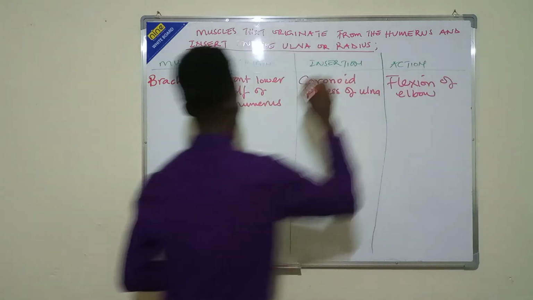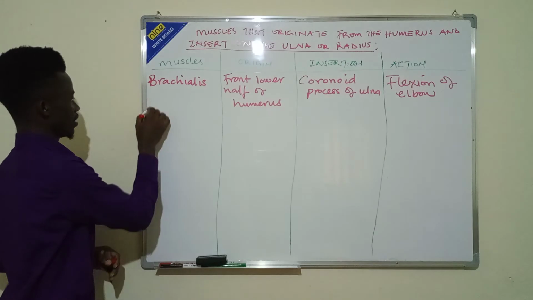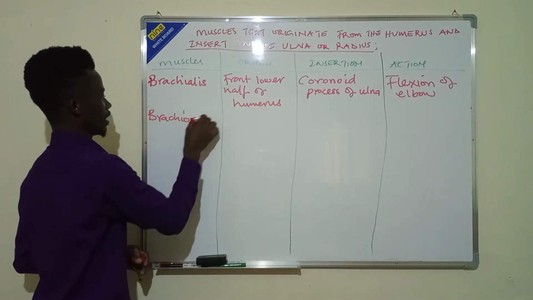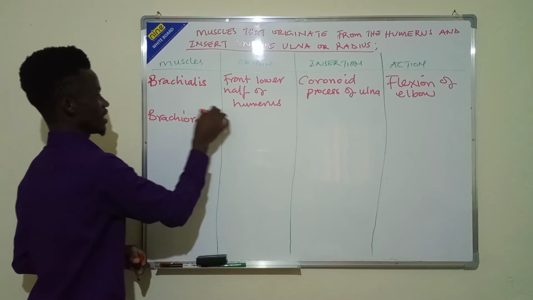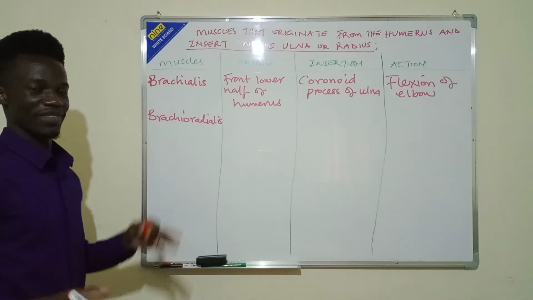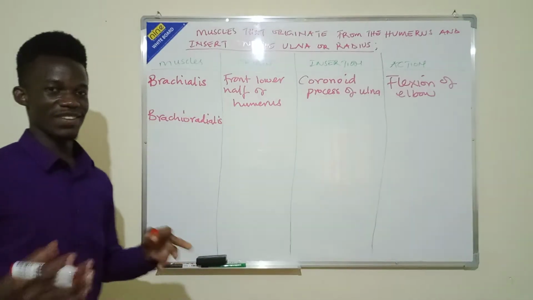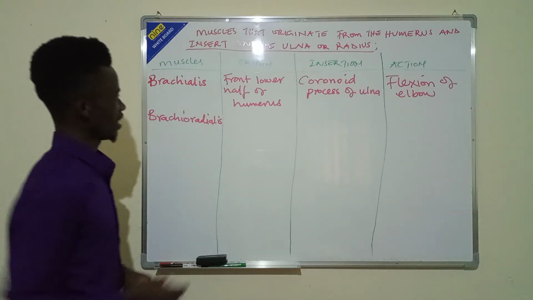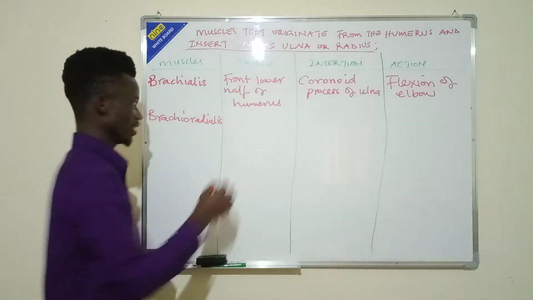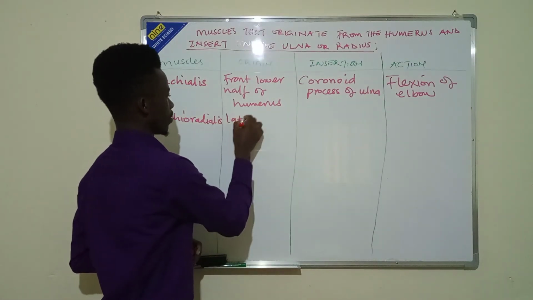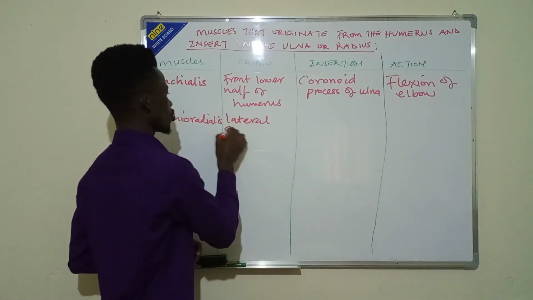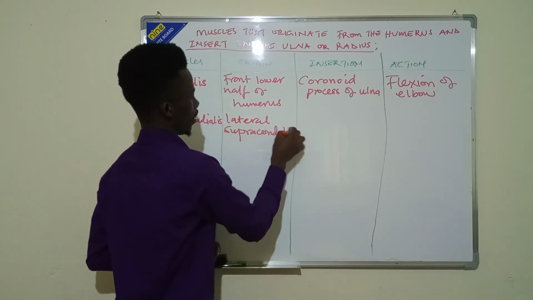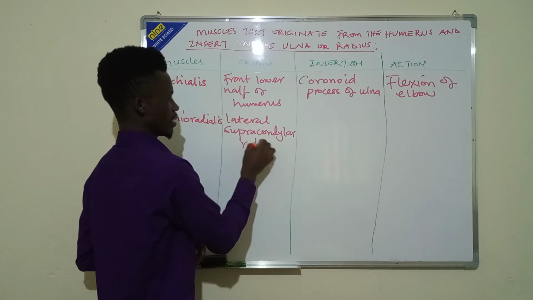Yes, that's very good. Another muscle is known as the brachioradialis. Brachio meaning brachium, the arm, then radialis meaning the radius. So combine the two names and name the muscle as brachioradialis. So where does this originate? It originates from what we call the lateral supracondylar ridge.